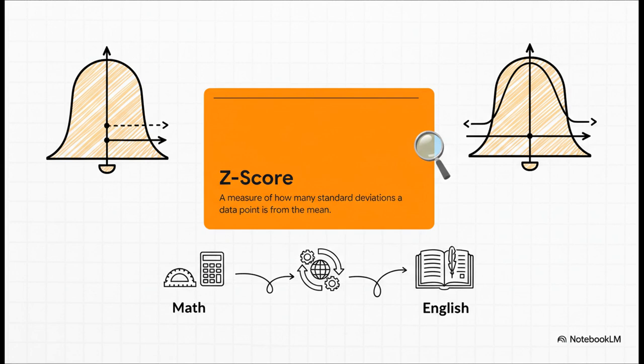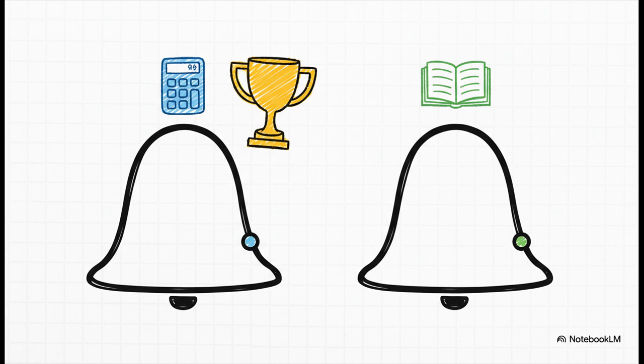It takes any score from any bell curve and translates it into this one universal language so you can make a fair comparison. It tells you precisely how many of those standard steps your score was away from the class average. So let's say it turns out your 90 in math was 2 whole standard deviations above the class average. That's a z-score of 2. But your 95 in English was only 1 standard deviation above its average. Suddenly, that z-score tells you your math performance was way more outstanding compared to your classmates. And that right there shows you the power of the z-score.